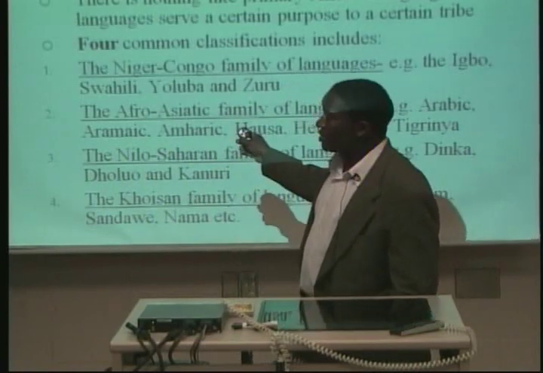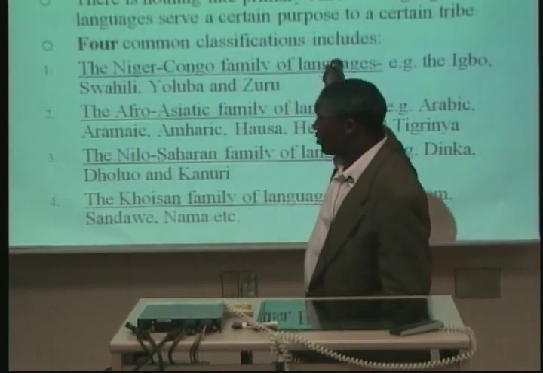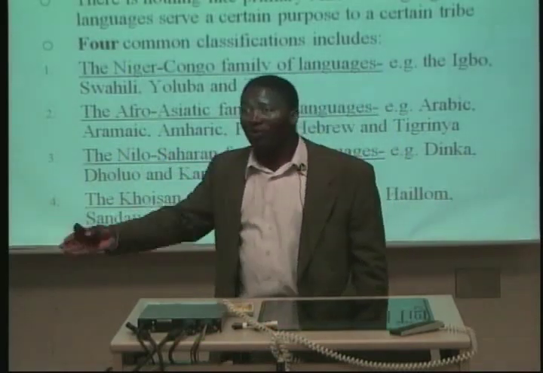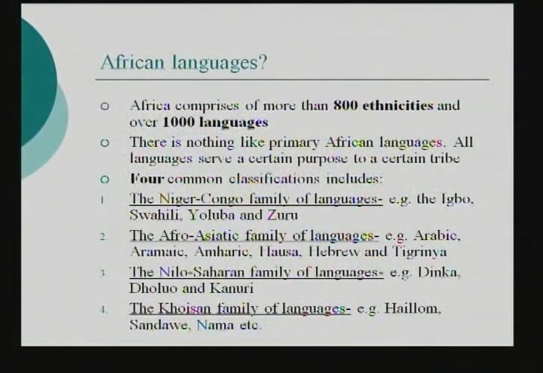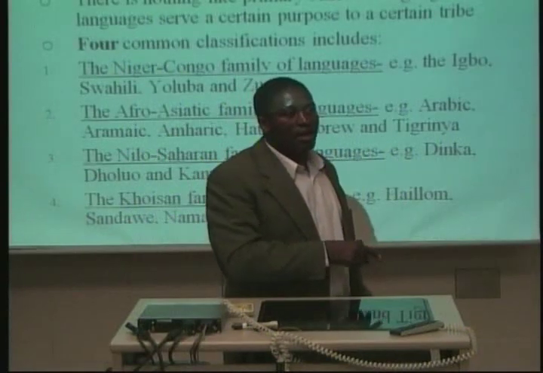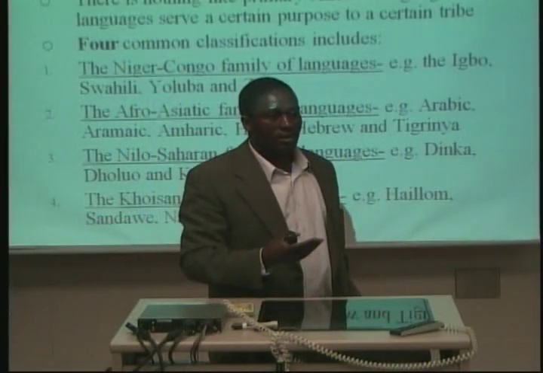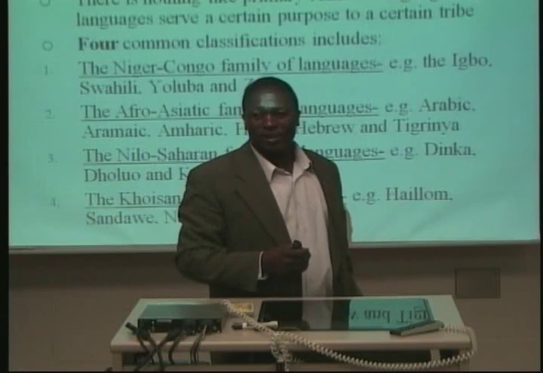Africa comprises more than 800 ethnicities, and we are talking of more than 1,000 languages. And from there, you look at how the Europeans categorized or classified different groups of languages. For example, if you look at the Niger-Congo family of languages, you say the Igbo. Igbo is in Nigeria. Swahili is in East Africa. And then you talk of the Yoruba, it's in Nigeria. Zulu is where? It's in South Africa. How are these all related? They don't come from the same region, but it was arranged that way.